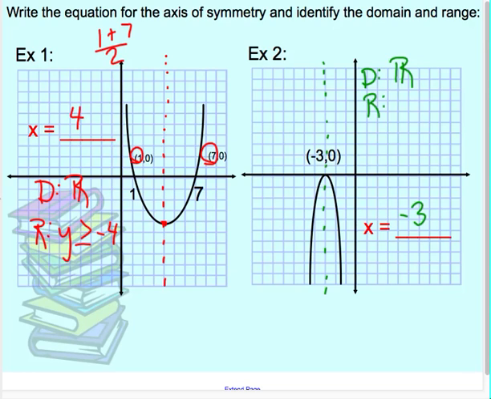And our range, this time the parabola opens down, so our range is y is less than or equal to, and in this case, our vertex is at -3, 0, so the y coordinate is 0. So our range is y is less than or equal to 0.